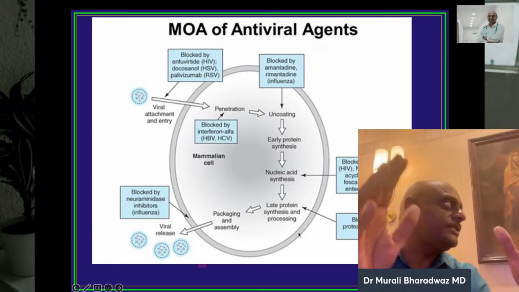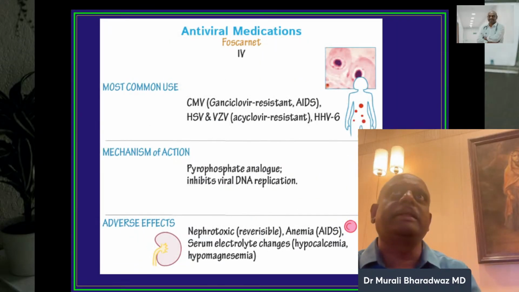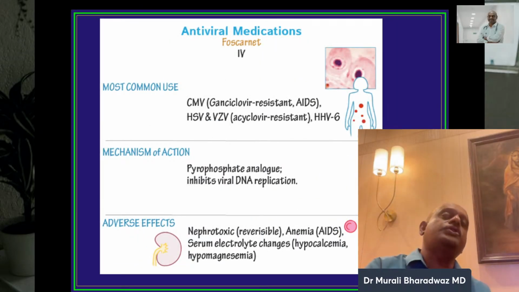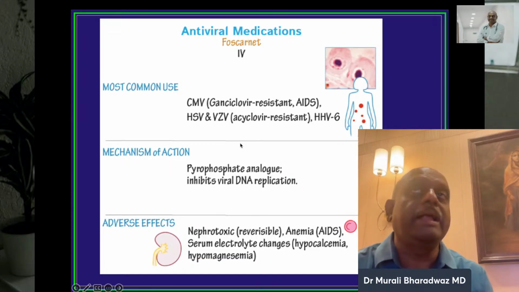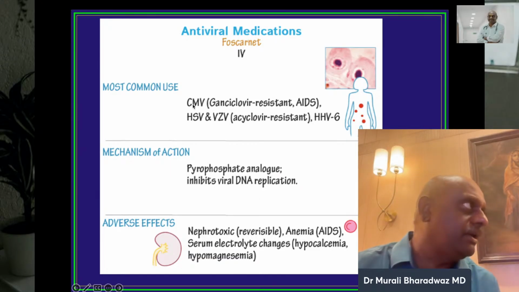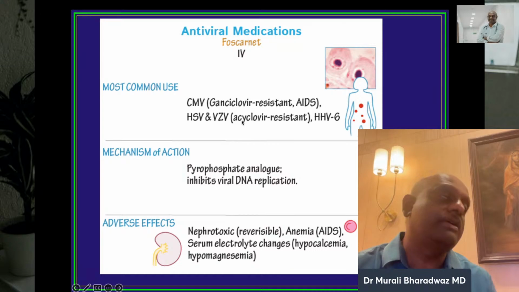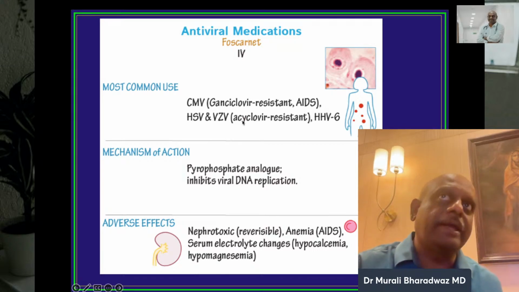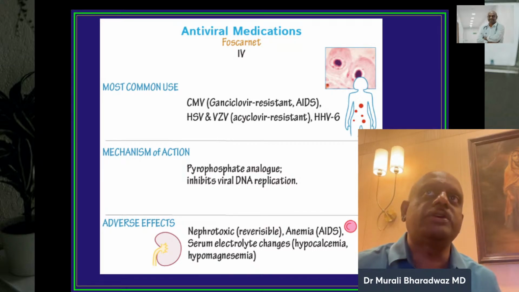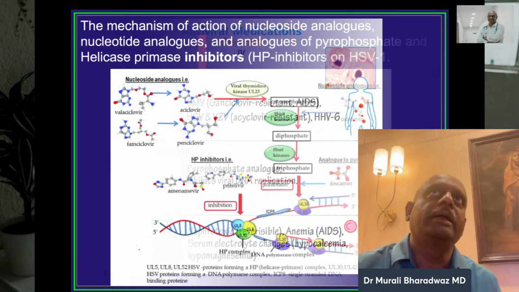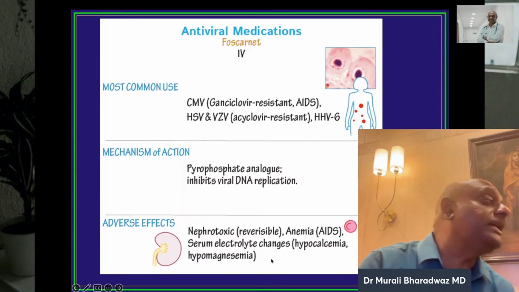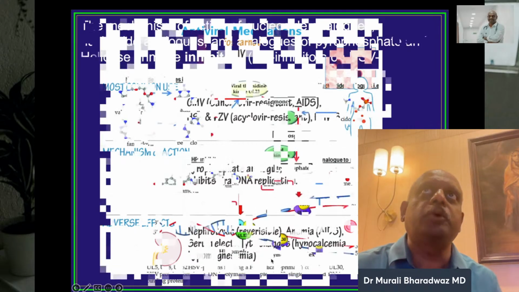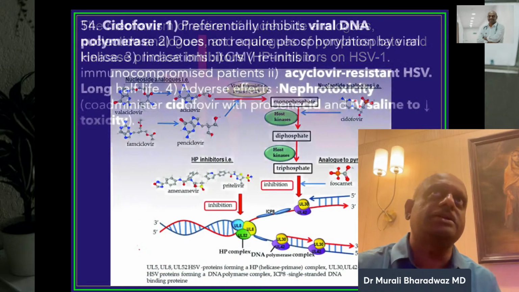Mechanism of action of the various antivirals, right? So, foscarnet is used intravenously for ganciclovir resistant CMV and HSV and varicella zoster which is acyclovir resistant, is what we should remember. Then one more thing: with foscarnet, hypocalcemia and hypomagnesemia are the two important electrolyte changes.